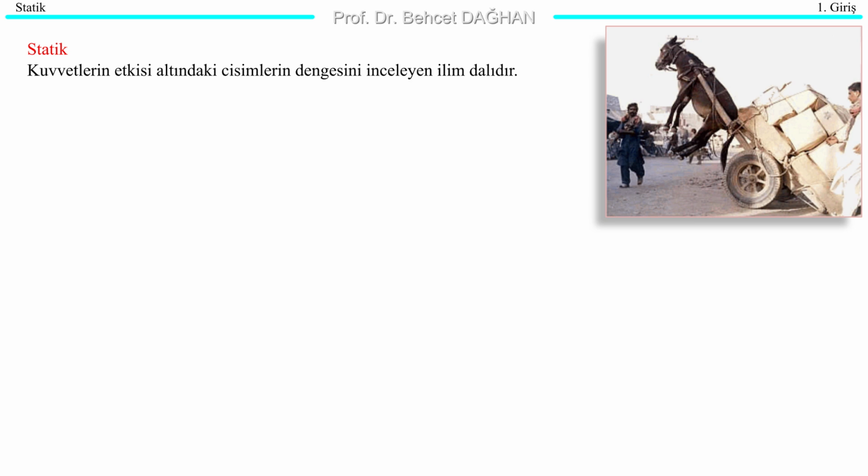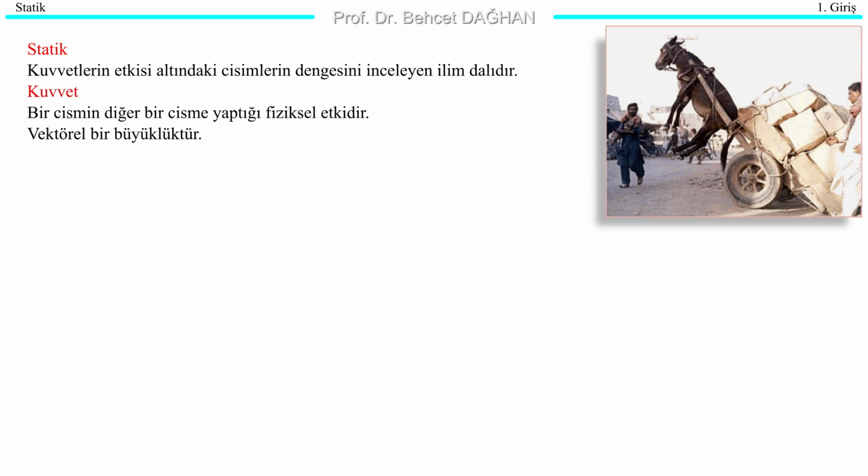Statics is the branch of science that studies the equilibrium of objects under the influence of forces. What is force? The physical effect of one object on another. It is a vector quantity.